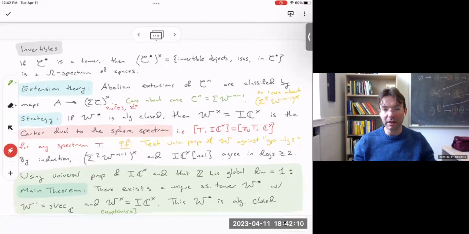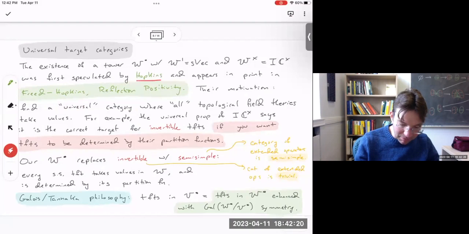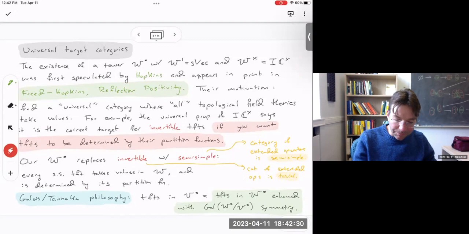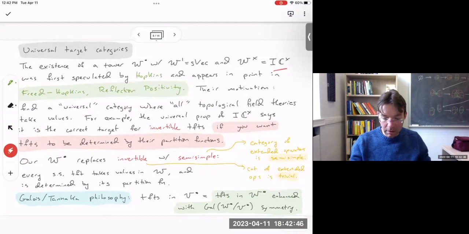Okay, so let me tell you, I did tell you about Mike. Okay, I'm forgetting my slides. So I'll say again what I said. So the existence of a W with those two desiderata was first speculated by Mike, and the reference, as I said, is the same reflection positivity paper that got everybody very excited about IC cross.